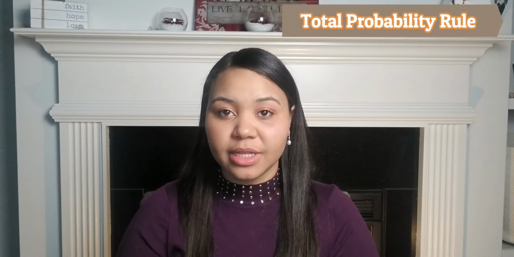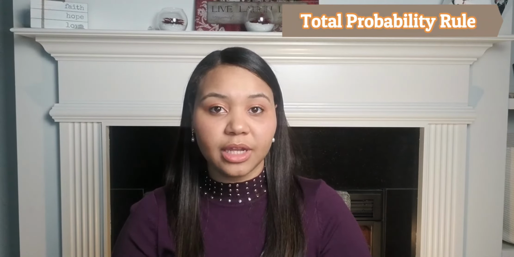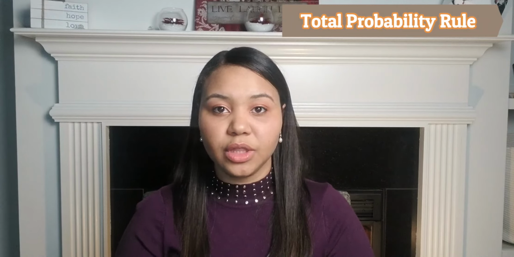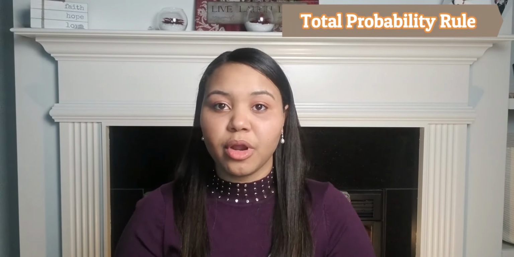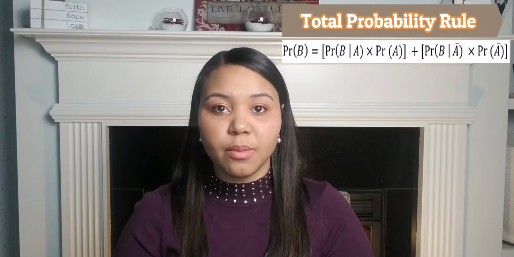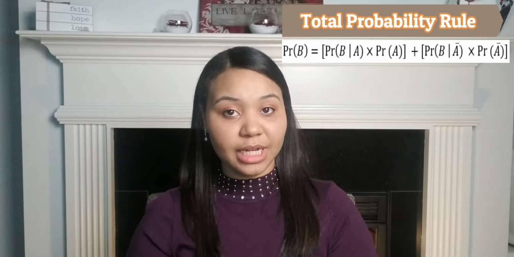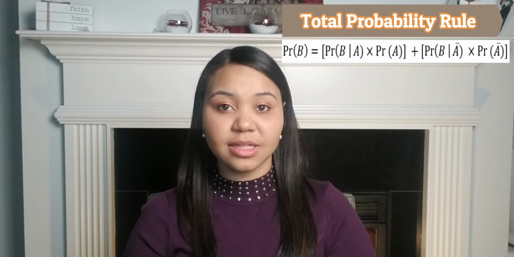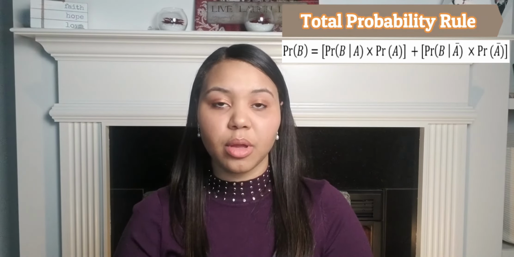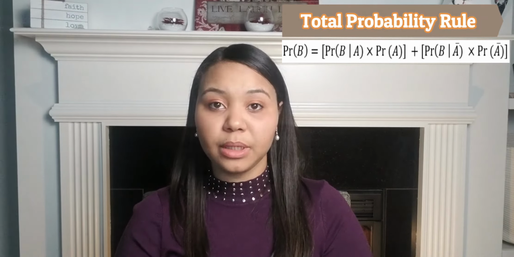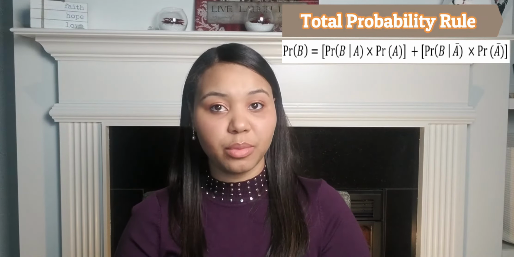If there are more events, then the probability can be written as a weighted average of the conditional probabilities of B given A. Therefore, the probability of event B will be the sum of two factors: the probability of B given A times the probability of A, and the probability of B given the complement of A times the probability of the complement of A.